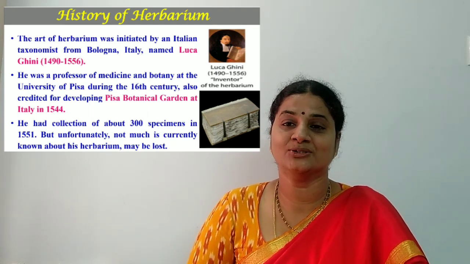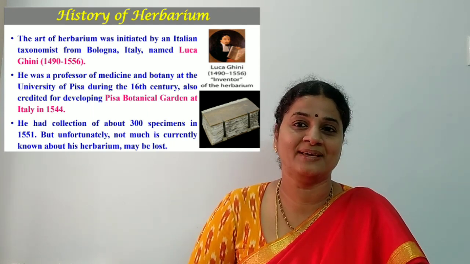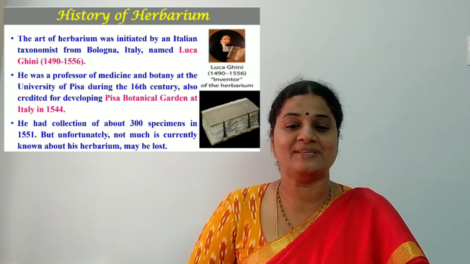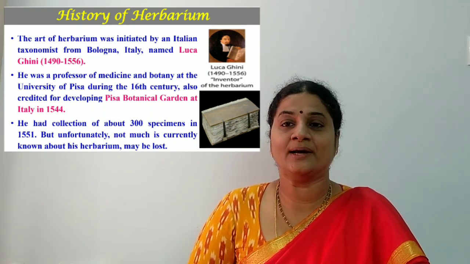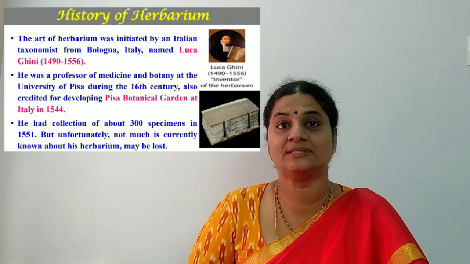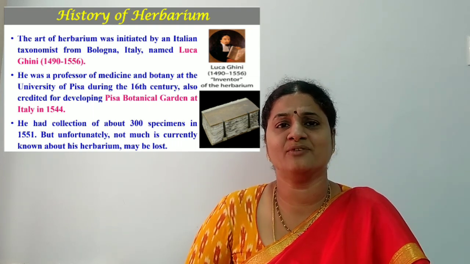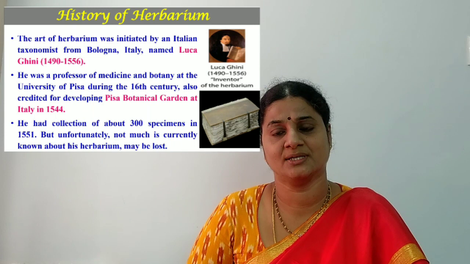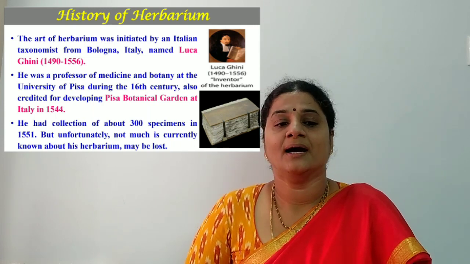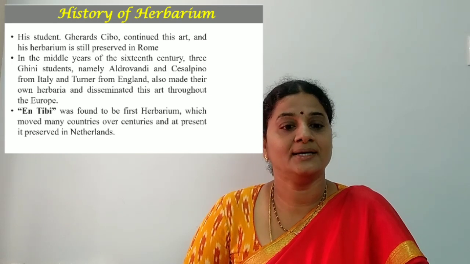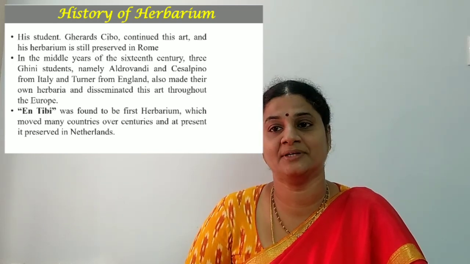So Luca Ghini is also credited for developing a botanical garden at Pisa. He had collected almost 300 species in 1551, but unfortunately much of them were lost. We don't have anything. And his student Cibo continued this art, and his herbarium is still preserved in Rome.